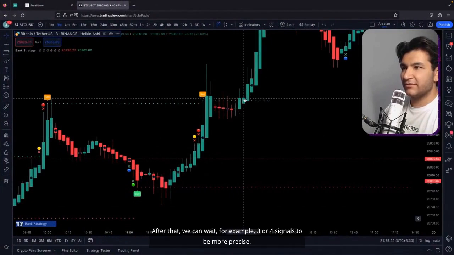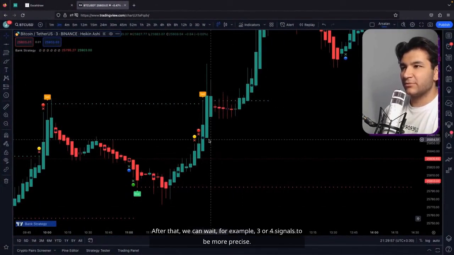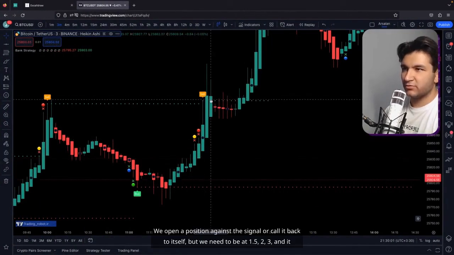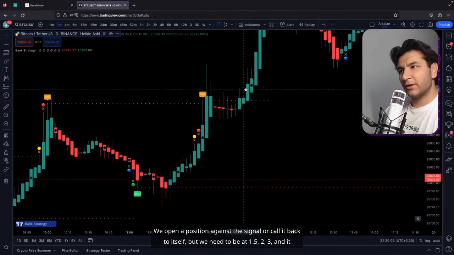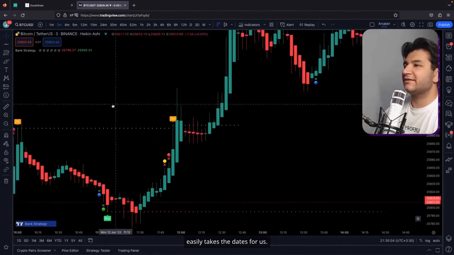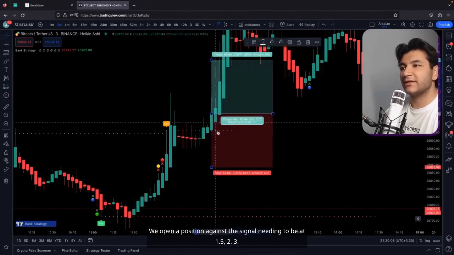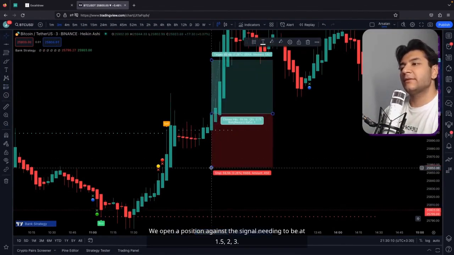After that, we can wait, for example, 3 or 4 signals to be more precise. It doesn't matter which one you go with. We open a position against the signal or call it back to itself, but we need to be at 1.5, 2, 3, and it easily takes the dates for us. Let's see another example. We open a position against the signal, needing to be at 1.5, 2, 3.